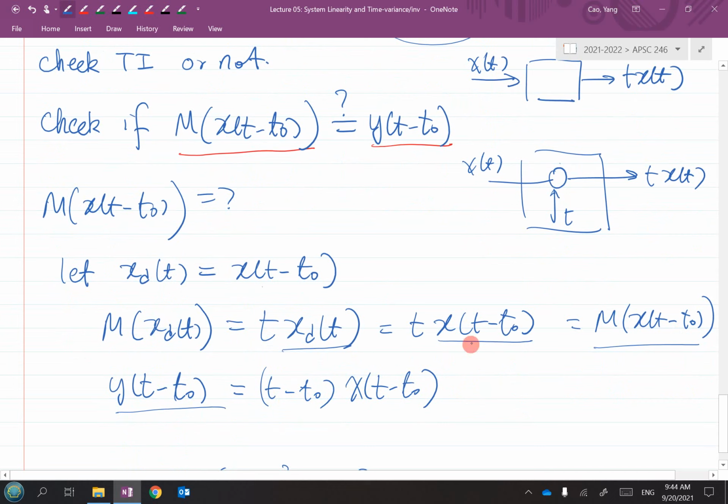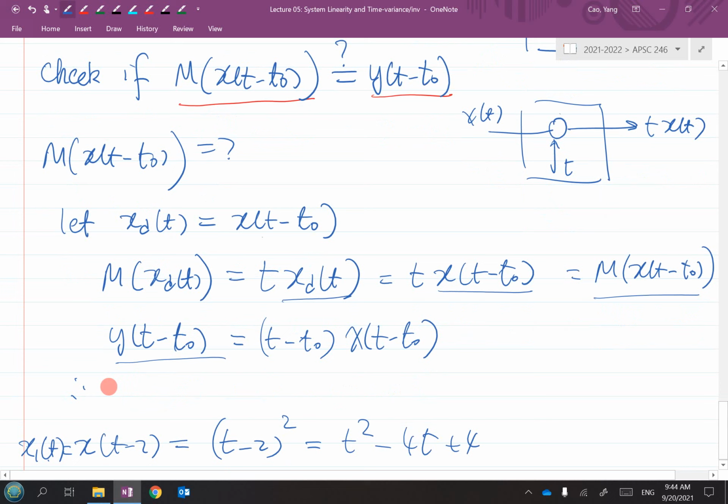Apparently there's a difference. This one is t times this. This one is t minus t naught times this. So you can see left is not the same as right. I'm writing left not the same. You could write m of this not equal to y of t minus t naught. Right? So maybe when you present your solution, you should write it more or less like this.